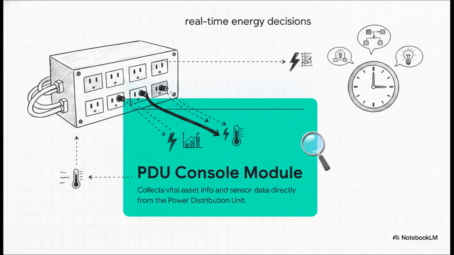So the real magic here happens inside the PDU console module. If you think of a power distribution unit as basically the ultimate enterprise-grade smart power strip, this module is the heart of the system. It collects vital physical asset info and harvests up to the second sensor data directly from those PDUs. That means you are suddenly empowered to make really critical energy decisions in real time.